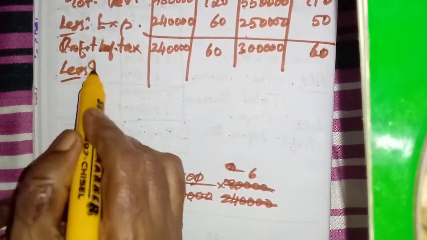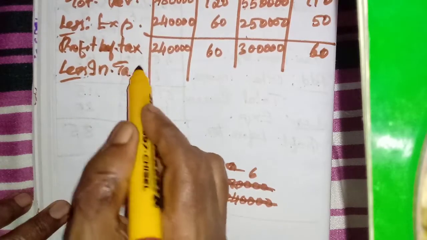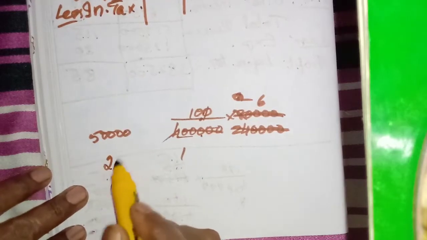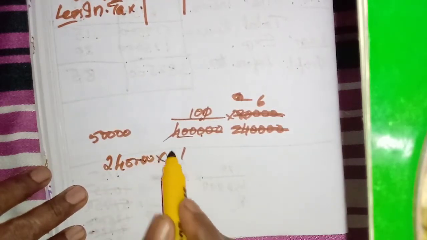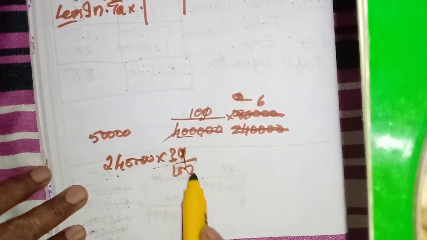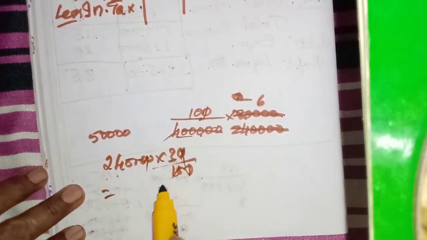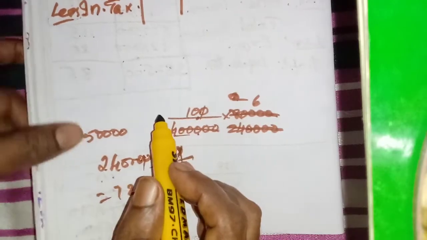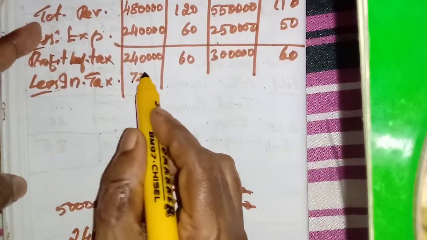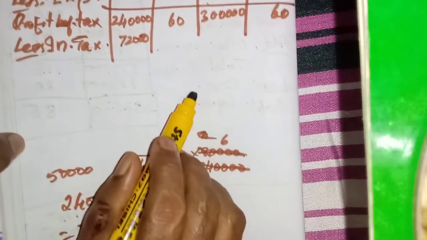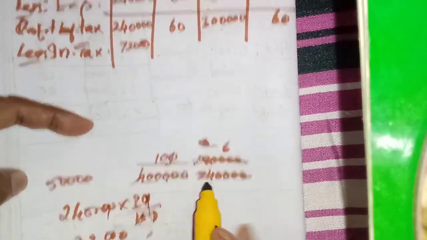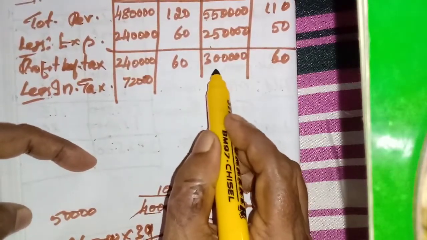Then less income tax. Income tax we need to calculate 30%. So 2,40,000 into 30 by 100. 4 3s are 12, 72,000. Here 3 lakh, there how much? Same 30%. Okay, 3 into 3, 90,000.